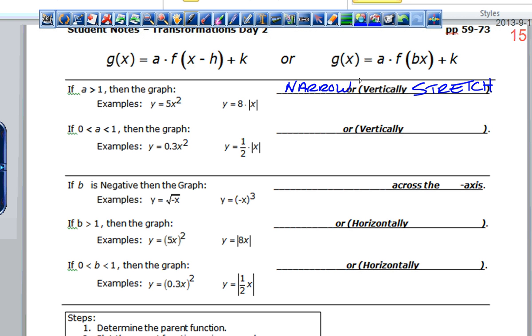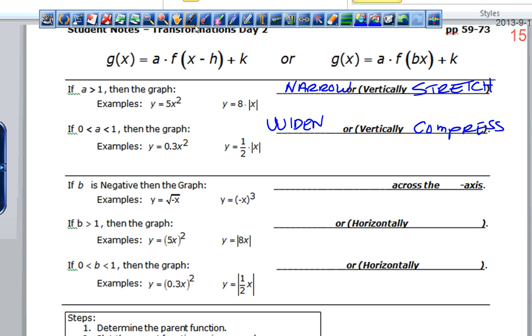Next. If a is between 0 and 1, so like a fraction, a decimal, something between 0 and 1, it's going to do the opposite. It's going to vertically compress. What's the opposite of narrow? Widen. Going to widen.